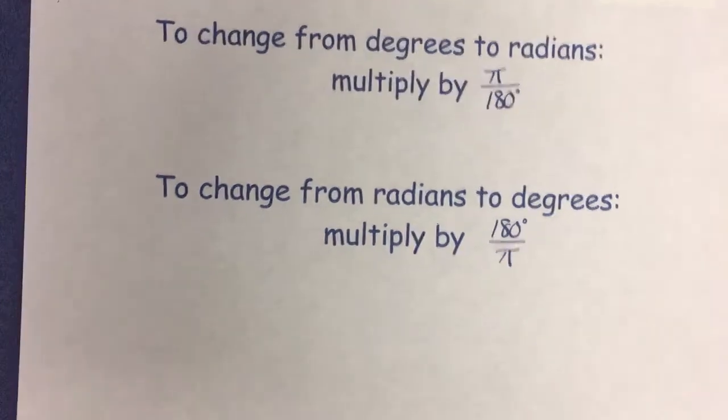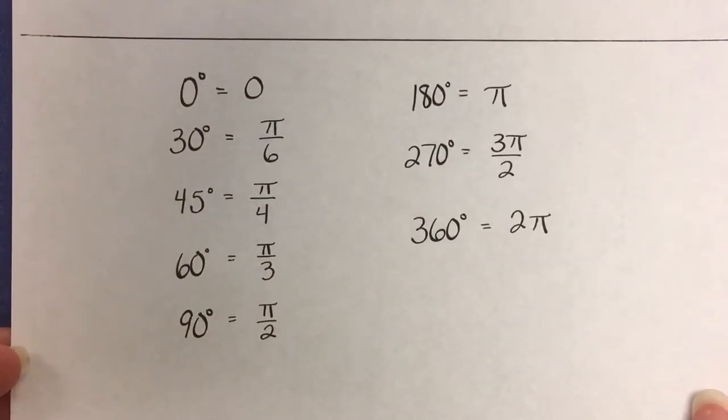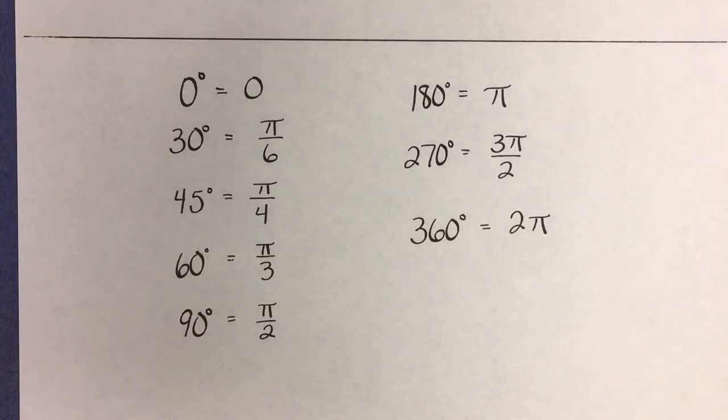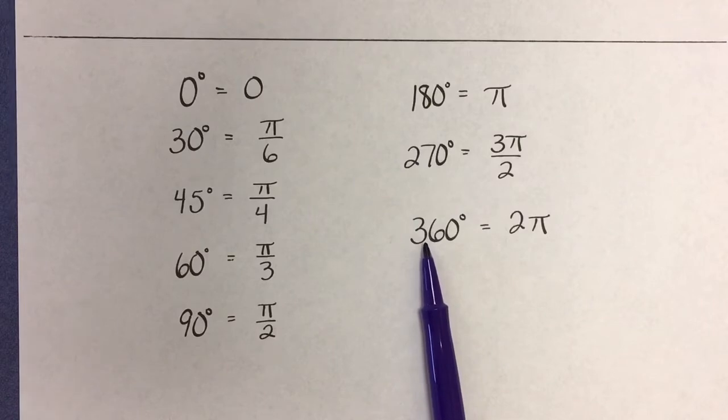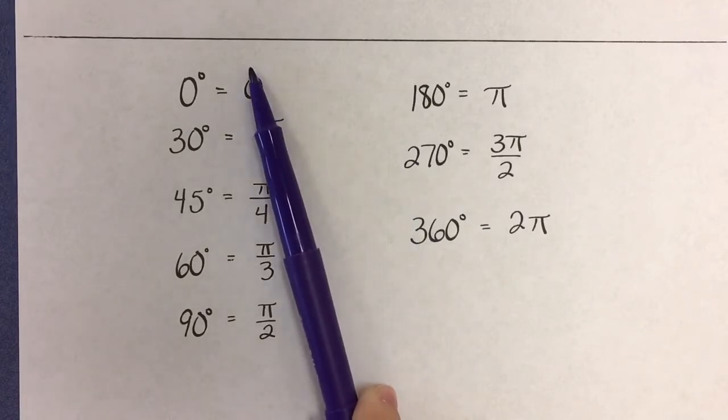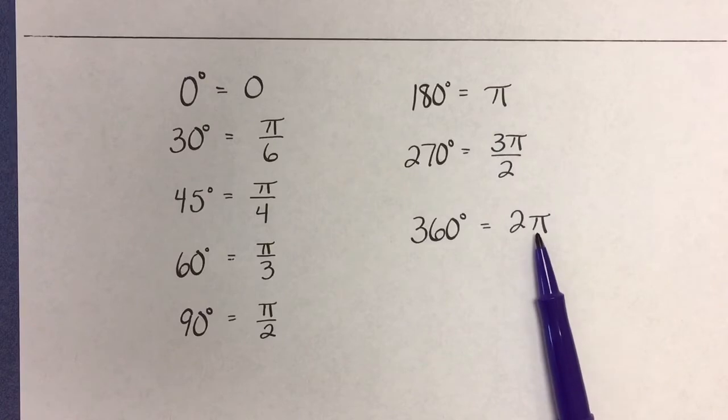Now here I have a list that you'll need to learn. These are some of the common conversions, so instead of having to multiply by pi over 180 or 180 over pi all the time, these are angle measurements that we use so much you just need to have them committed to memory. Honestly, by the time you finish the homework assignment for this section, you'll probably have these memorized. What I have is the degree measure for those common angles that we'll use a lot, and then the equivalent radian measure.